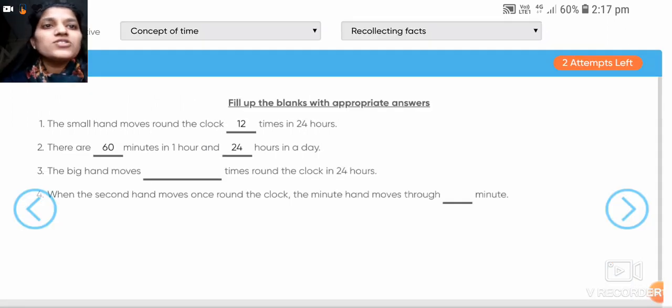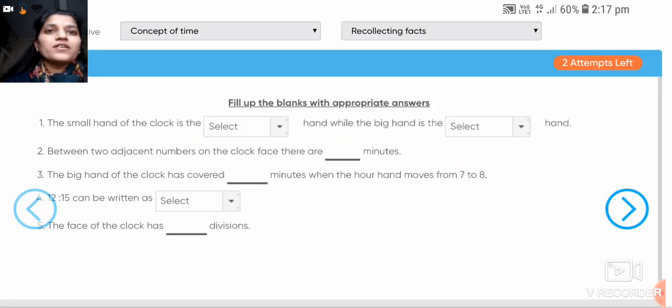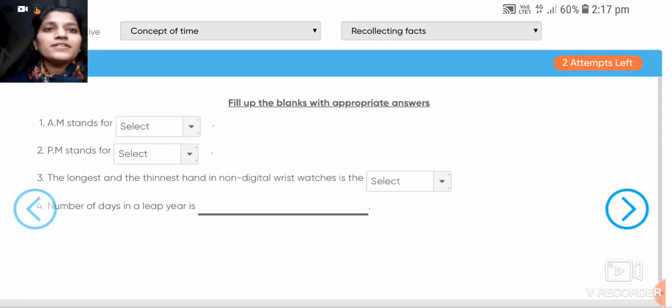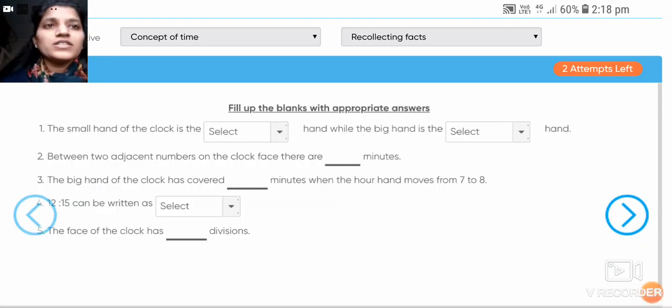So students, like this you are going to solve the answers, and after solving all the fill in the blanks you are going to check your answers. Here some options are also there to select, and then we can write the answer. So we'll solve some questions from that. So now we are going to solve this question.